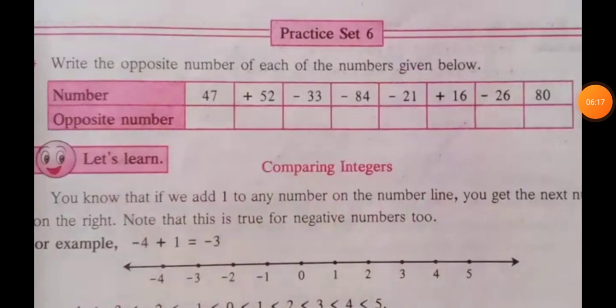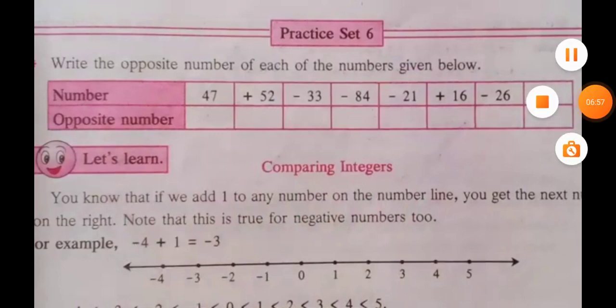Now children, based on the opposite number, you have to solve this practice set 6 which is given here. Write the opposite numbers of each of the numbers given below. So you just have to make this table and write the opposite number. Like the number 47 is given but it has no sign. So we have already discussed this. If a number is given with no sign, it means that it is a positive number. So the opposite of plus 47 will be minus 47. So below you just have to write minus 47. Similarly, you can solve the rest of the sums.